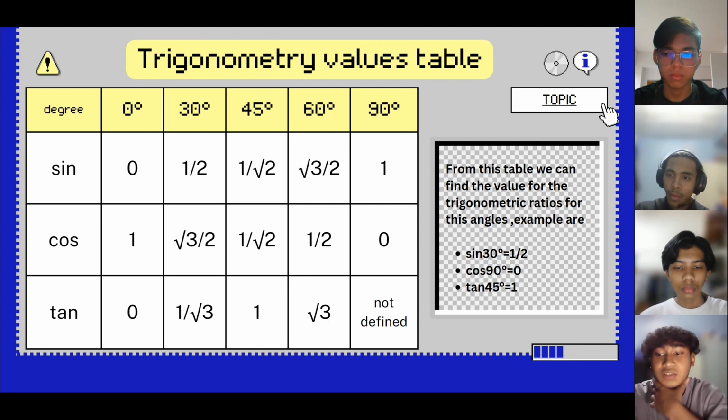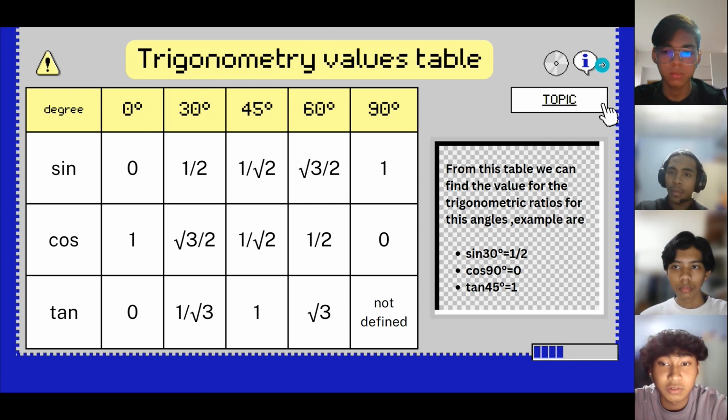Trigonometric angles can be expressed in terms of trigonometric ratios as theta equals sin inverse of opposite over hypotenuse. Theta equals cos inverse of adjacent over hypotenuse. Theta equals tan inverse of opposite over adjacent. From this table, we can find the value for the trigonometric ratios for these angles. Examples are sin 30 degrees equals 1/2, cos 90 degrees equals 0, tan 45 degrees equals 1.